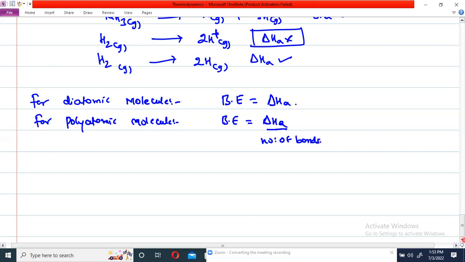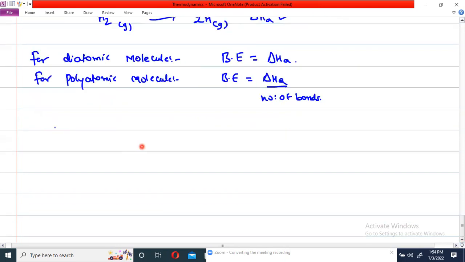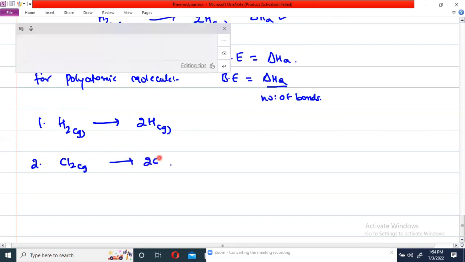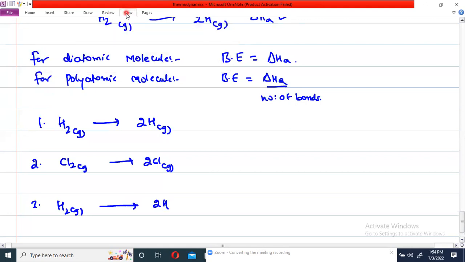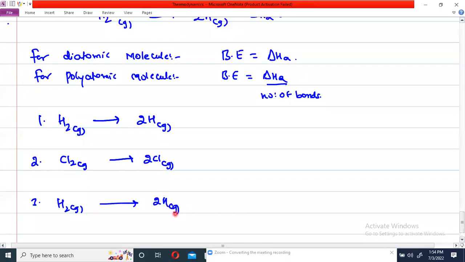Let us go with the example here. Instead of writing in this way, we'll go with the example now. I will go with one example here. It is H2 in the form of gas. It will be converted into 2 hydrogen atoms in the form of gas. Second example, Cl2 diatomic molecule converted into 2Cl in the form of gas. Third example, H2 in the form of gas, diatomic. It is also converting into 2H in the form of gas.